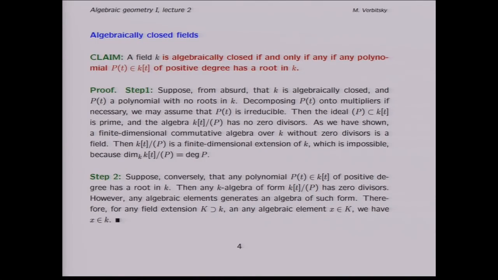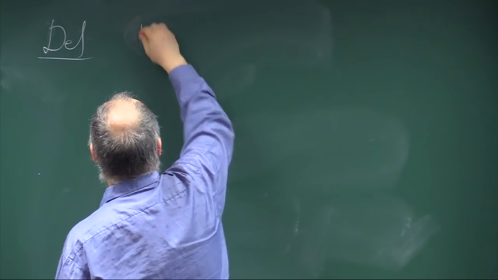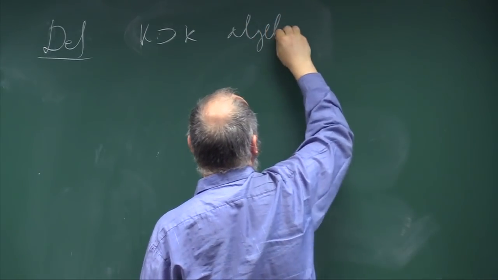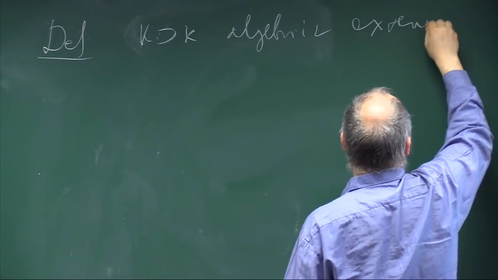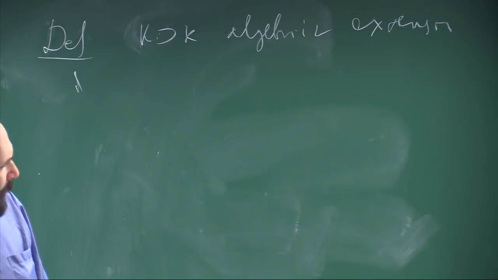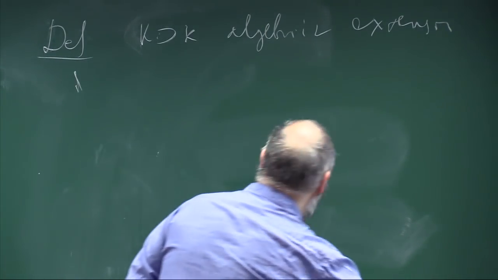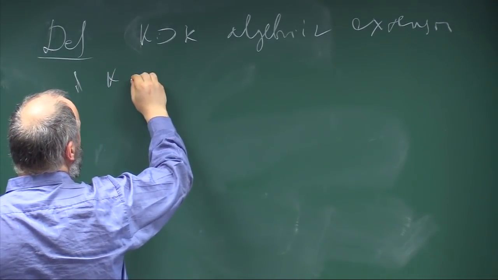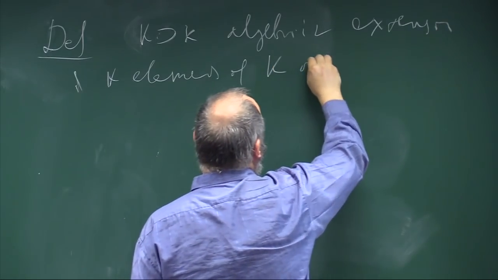Now algebraically closed fields. So who has heard about them already? Not everybody is happy, but I will. Well, it's not hard. So definition. A field K small is algebraically closed. Well, first I should define algebraic extension. So K containing K small is an algebraic extension if all elements of K are algebraic over K small.